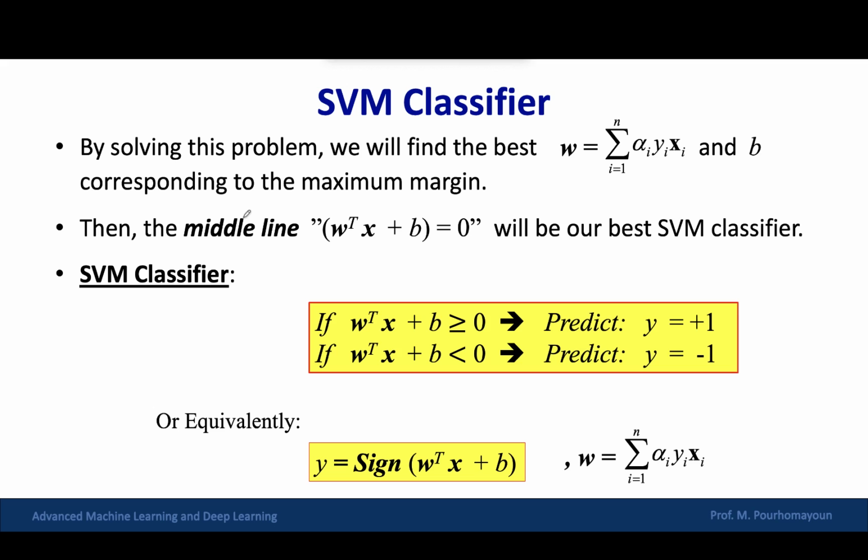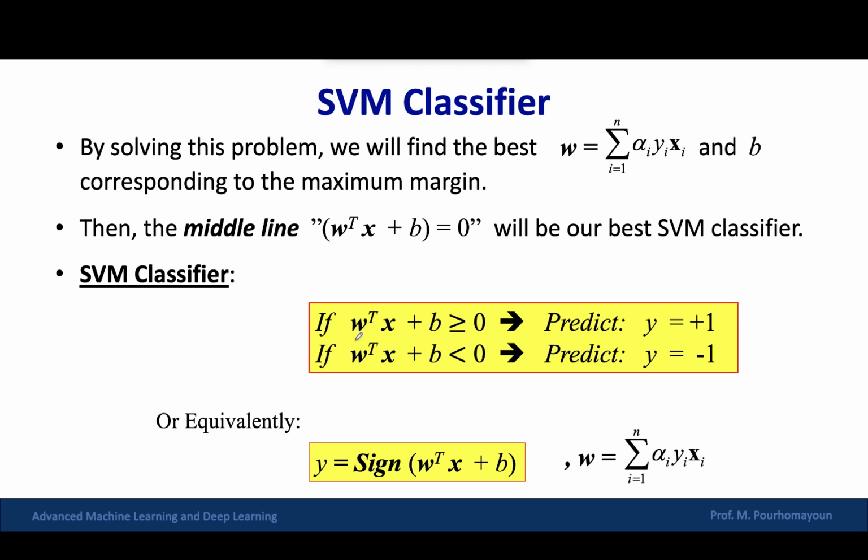So by solving this problem, we will find the best. Again, you don't need to remember this equation, but we will find the best line. This is our line. The best W and B, and of course the middle line, which is this, will be our best SVM classifier. This was the training stage. In testing, you just need to compare your new sample. When your new sample comes, put it here. If it is positive, you predict yes. If it is negative, you predict no. Whatever your label is, doesn't matter.